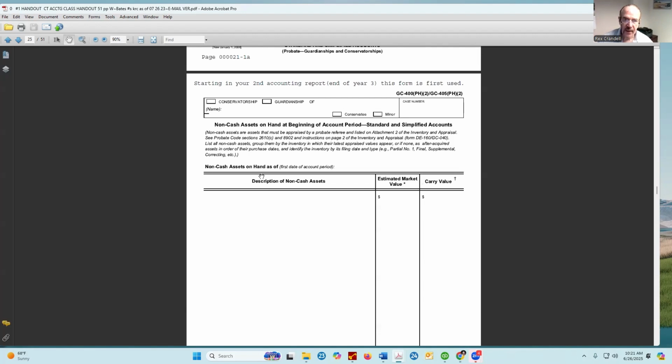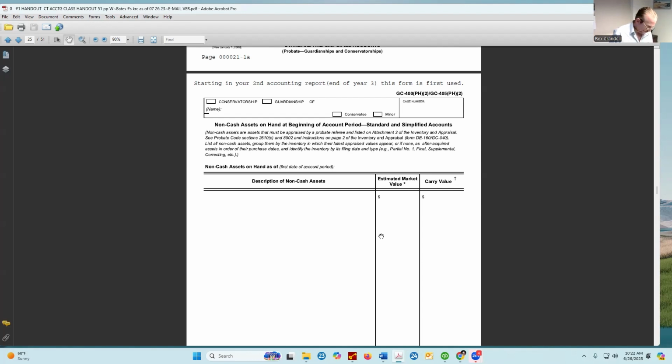Just like on the inventory and appraisal, now we have the non-cash assets, and the carry value will always be the same. I have a recommendation on showing the carry value of all the assets, and that is to use an asset numbering system that never changes. So what I mean is you've got assets 1 through 10, just give them line numbers 1 through 10. And then if you sell an asset during the administration, say you sold asset number 7, leave that number out and never use it again.